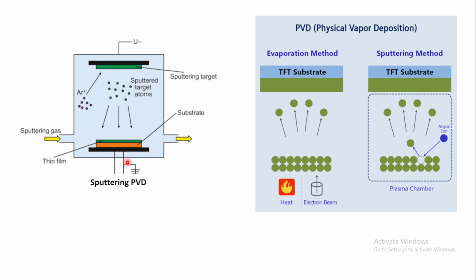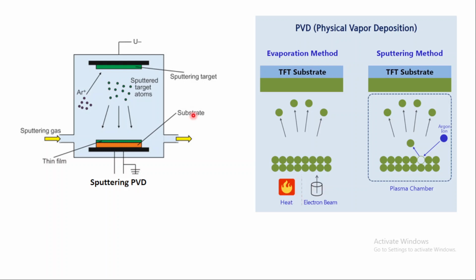Now to show you another method of PVD and a comparison with the sputtering method of PVD. Here is an illustration of the evaporation method, in which this TFT substrate is the substrate and this green thing is the nanomaterial which we want to deposit as a thin film over this substrate. In the evaporation method, we use an electron beam for bombardment or heat.